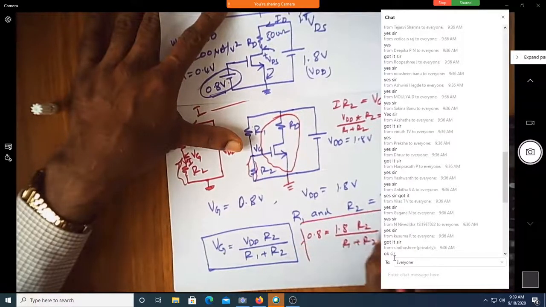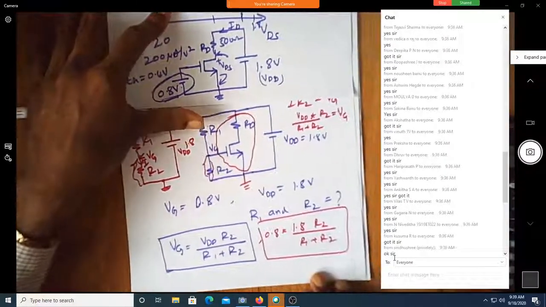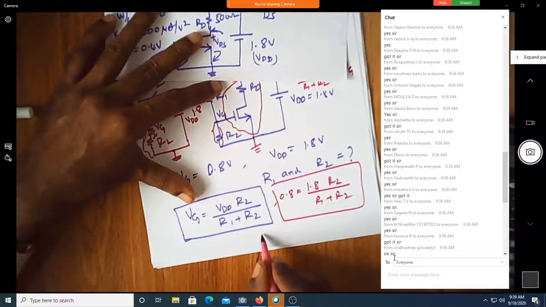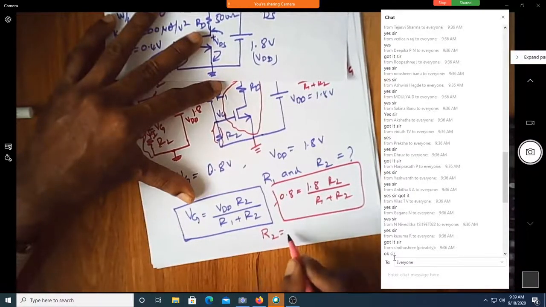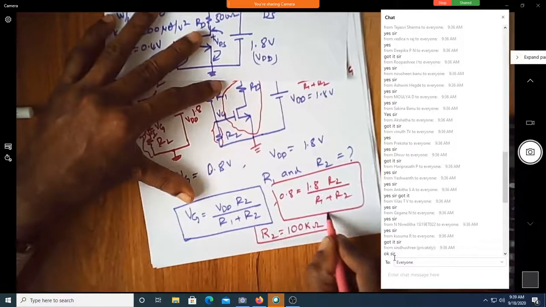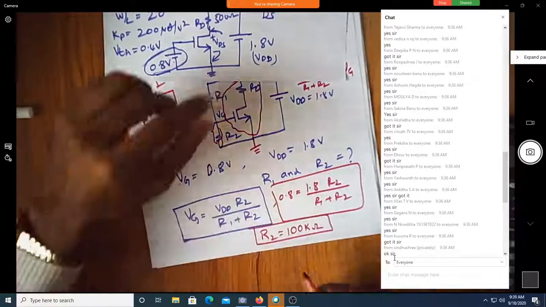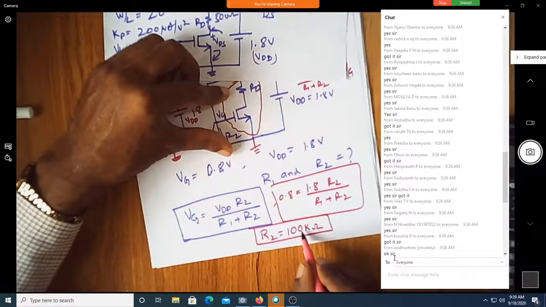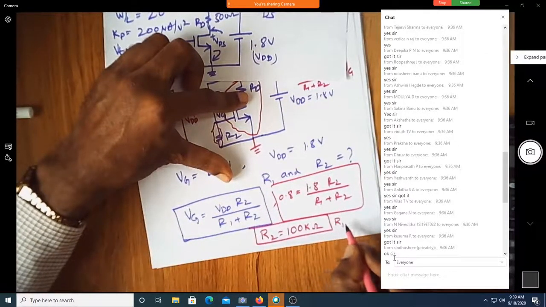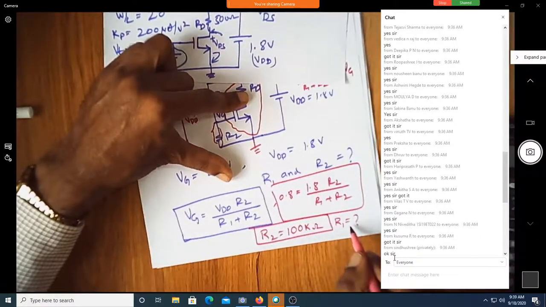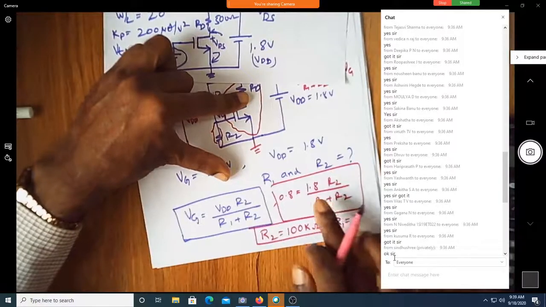You have only one equation and two unknowns, which is impossible to solve. In such a case, assume one of them. Let me assume R2 is equal to 100 kilo ohm. Let us discuss later why I'm assuming 100 kilo ohm and why not 100 ohm. If I assume this as 100 kilo ohm, find out what R1 is. Now the only unknown parameter is R1, which you can easily find using the calculator.